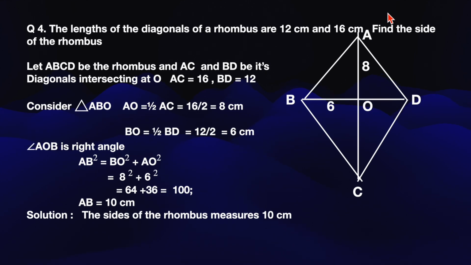Now look, take this triangle ABO. This is a right angle triangle. This is 90 degrees. They bisect each other at 90 degrees in a rhombus. So by Pythagoras theorem, AB square is equal to OA square plus OB square. So that is 8 square plus 6 square. Solve it, you get 100. AB square is equal to 100. So AB is equal to 10. So all the sides are 10 centimeter in this rhombus.